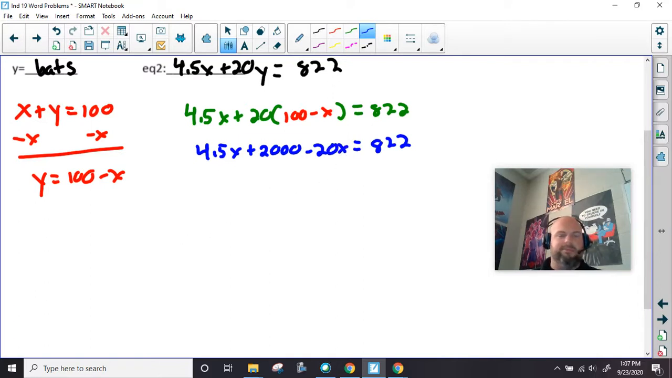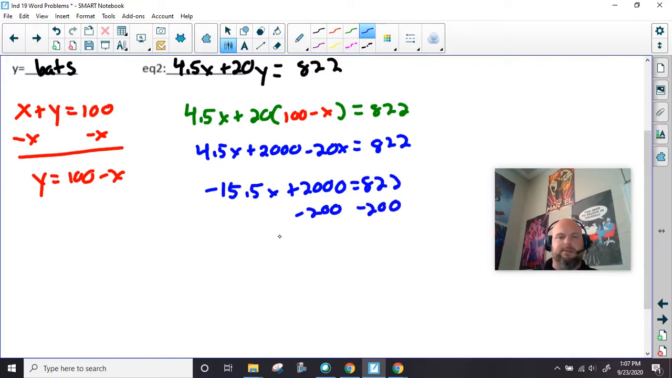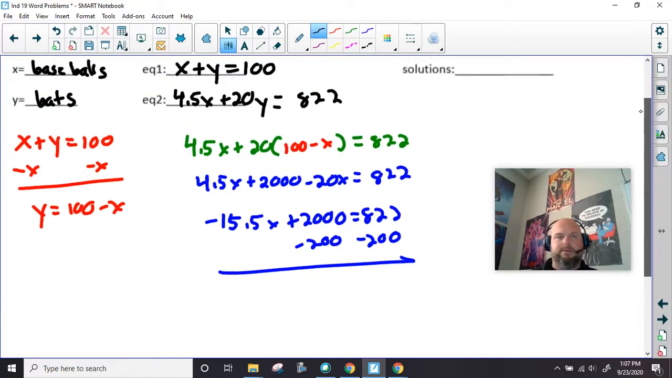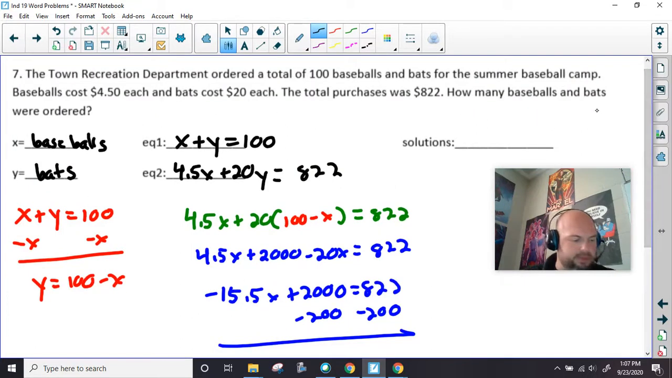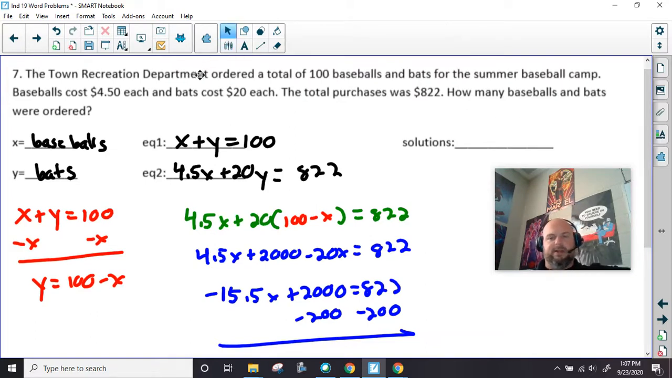All right, we'll combine that. That should be about 15.5, I'm guessing. I was right. It's negative 15.5x plus 2,000. 822 minus 2,000 on both sides. Oh, I was supposed to let y'all solve this. Well, if you can't solve this from now, you're on your own. I've done half of it for you. Just finish it up, kiddos.